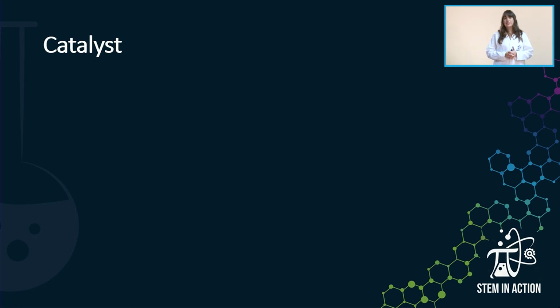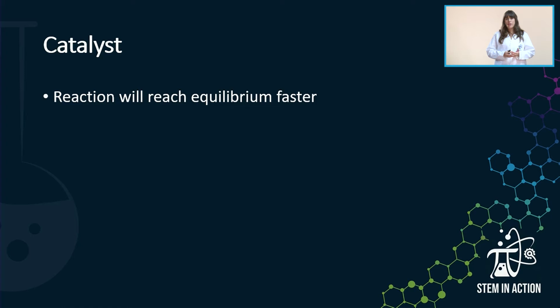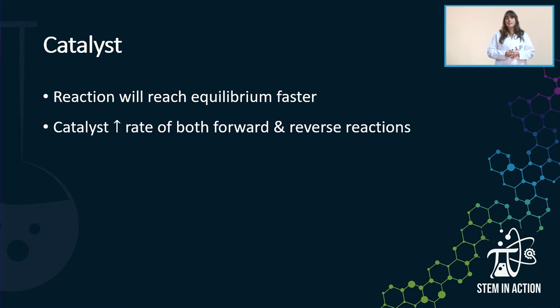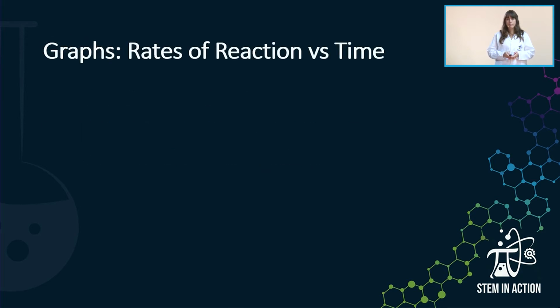Often a catalyst is thought to be a factor in equilibrium where it is not. A catalyst does help the reaction reach equilibrium faster, but a catalyst increases the rate of both the forward and the reverse reactions, and therefore it does not change the equilibrium.